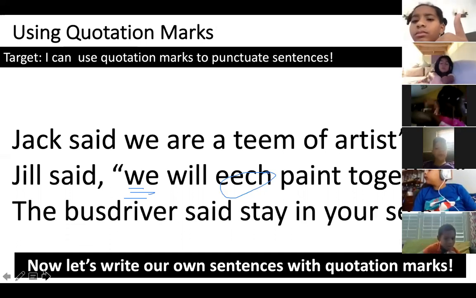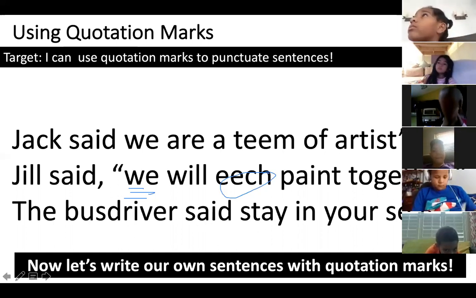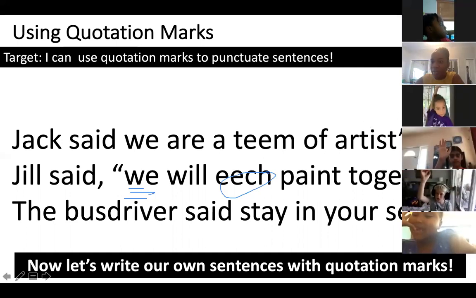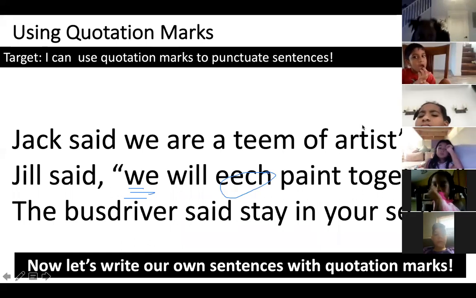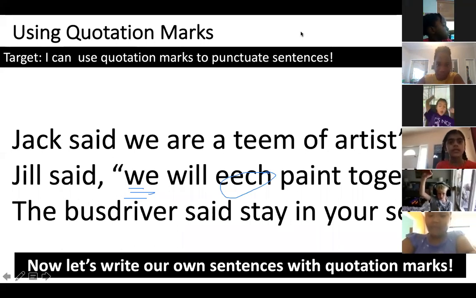Let's look at this one. The bus driver said, "Stay in your seat." What needs to be edited in this sentence? Mikay, I'm not seeing you or hearing you. What needs to be edited in this sentence? Sanvi, go ahead, unmute your mic.